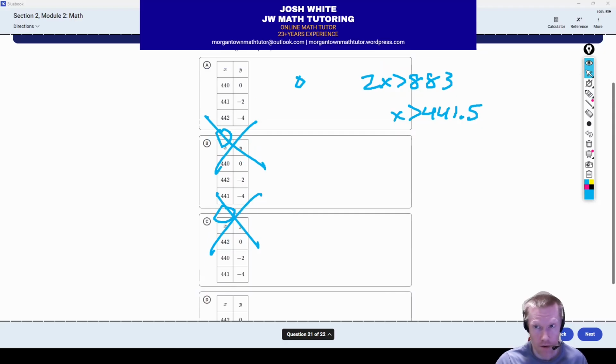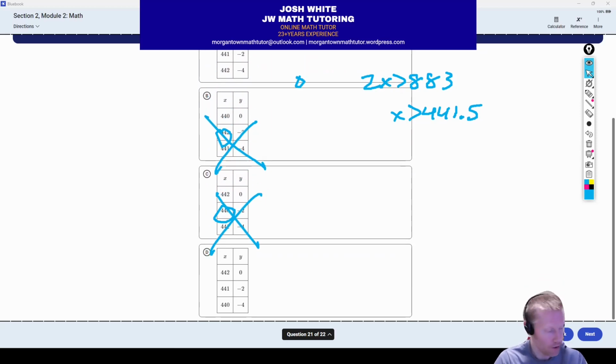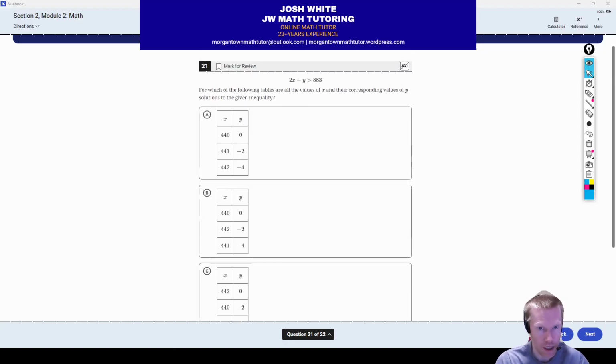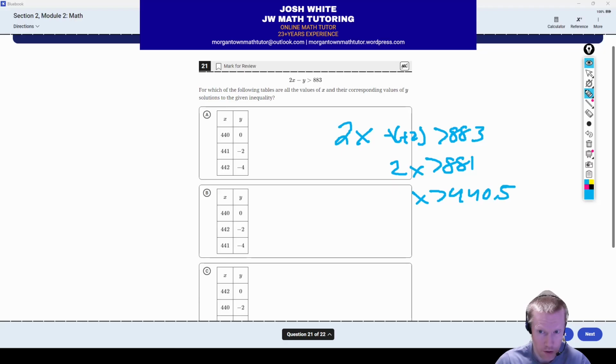Okay, so now we have to find something to compare C and D. When we're looking down here, we've got different values for the -2 versus the -4. So let's try plugging in -2 and seeing what happens. We've got 2x minus -2 greater than 883. If we change that to plus, because it's minus a negative, and then subtract it, we get 2x greater than 881, or x is greater than 440.5.